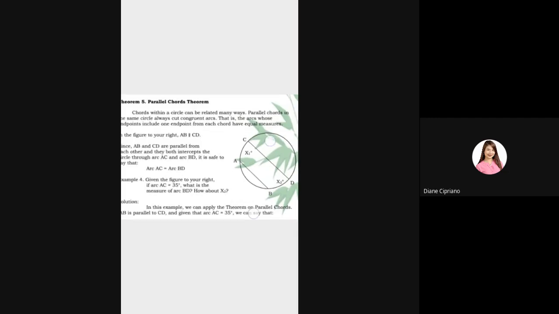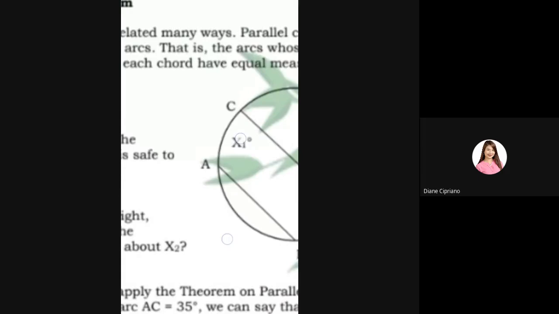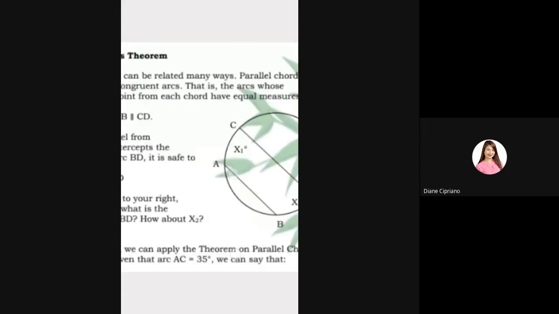And parallel chords in the same circle always cut congruent arcs. So, always po silang nagka-cut ng congruent arcs. So, yung parallel chords, yung arcs AC and BD, laging po silang parehas ng measurement. That is, the arcs whose endpoints include one endpoint from each chord have equal measures. So, sabi nga po, equal measures po palagi yung arcs ng parallel lines na yun, is always congruent.